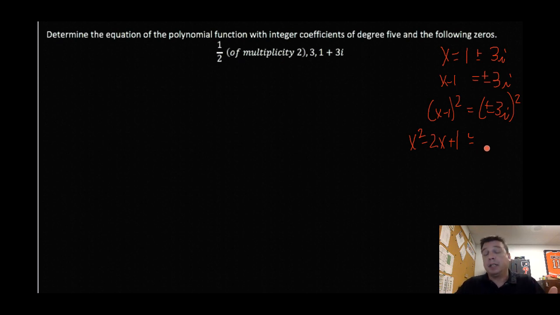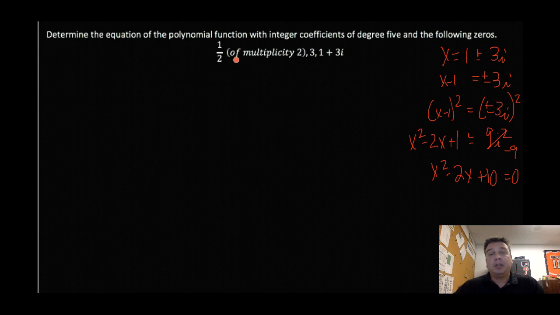It's going to come out as a positive, so I get positive 9i squared. i squared again is negative 1, so this would become negative 9. I need to add it to both sides, so I get x squared minus 2x plus 10 is equal to 0. So this is the quadratic part that comes from this.